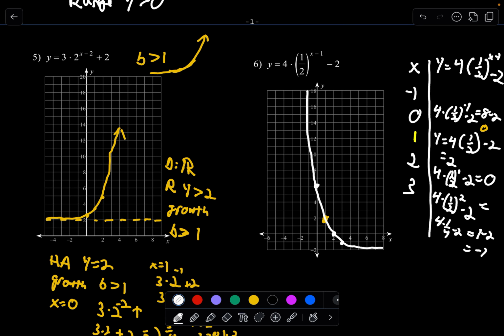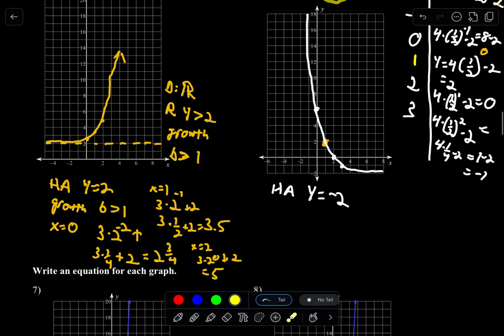Okay. The horizontal asymptote is going to be at y equals negative 2. Why? Because it's always going to be whatever number's being added or subtracted at the back end. If there's nothing being added or subtracted, then the asymptote's at 0. So the horizontal asymptote's y equals negative 2.